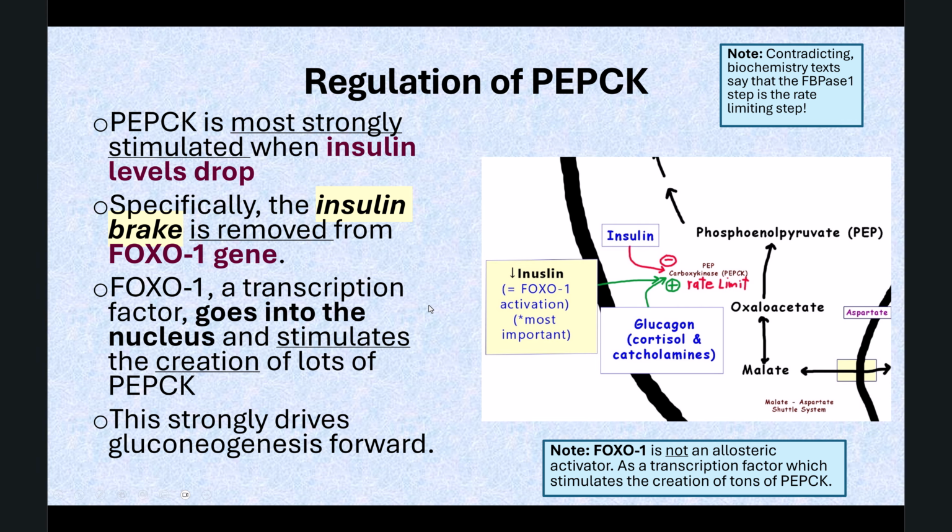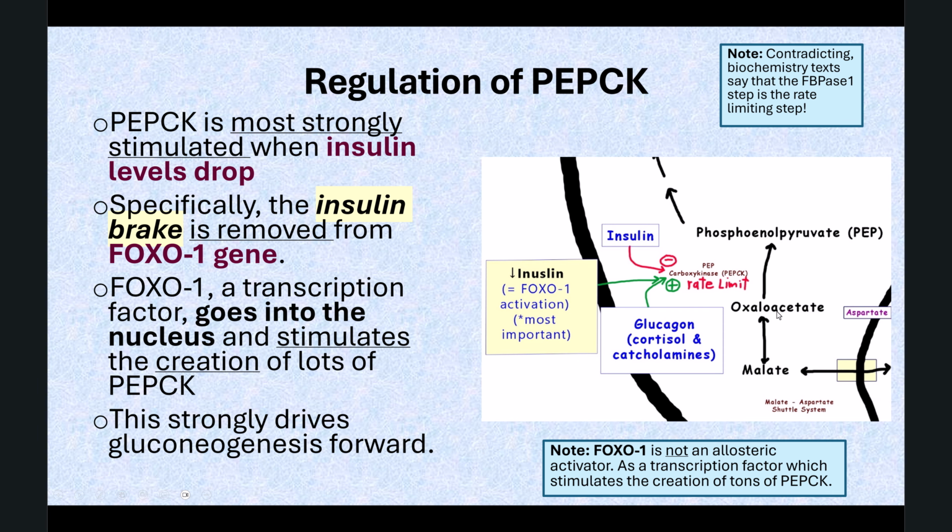In fact, FOXO1 is a transcription factor. It floats once it's out from under the foot of insulin and loose. It goes into the nucleus. It goes into the genes, and it stimulates the transcription of the PepsiK gene. And so it's not an allosteric regulator. FOXO1 is not an allosteric regulator. It doesn't bind to PepsiK, but it goes into the nucleus and it makes like an army of PepsiK molecules.